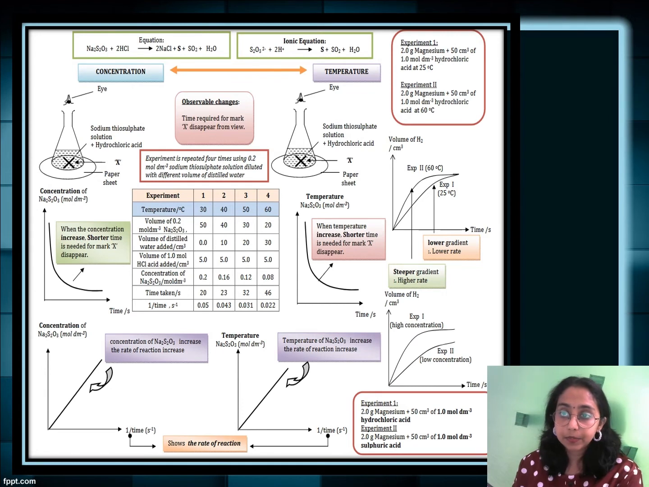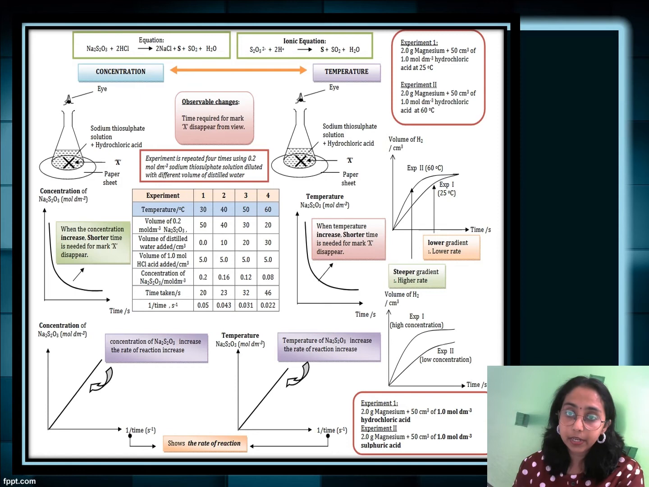Okay, now these are the temperature and concentration factors. For concentration and temperature, we are using a common reaction, that is sodium thiosulfate solution reacted with acid, and it will form sulfur dioxide and water, and sulfur, which will result in the disappearance of the X mark from view. The rate of reaction for both these factors is measured based on the time taken for the X mark to disappear from view. Now, when we are talking about concentration and temperature, we are using the same reactants, but the procedures involved for the experiments are different.